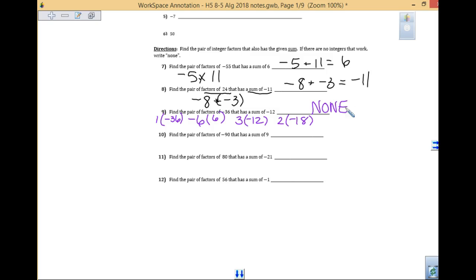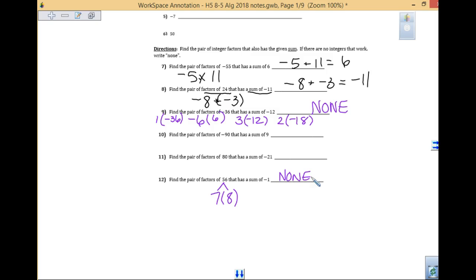Did we have another one that we could not come up with? Maybe number 12. What were the two numbers that are factors? 7 and 8. And 7 times 8, if it would have said negative 56, we could have worked it, right? But in this case, none. Because they both have to be positive or they both have to be negative.